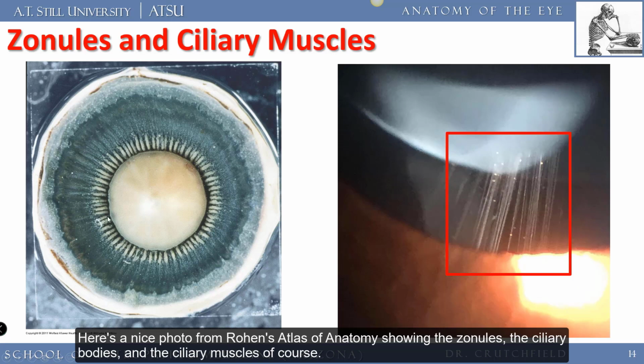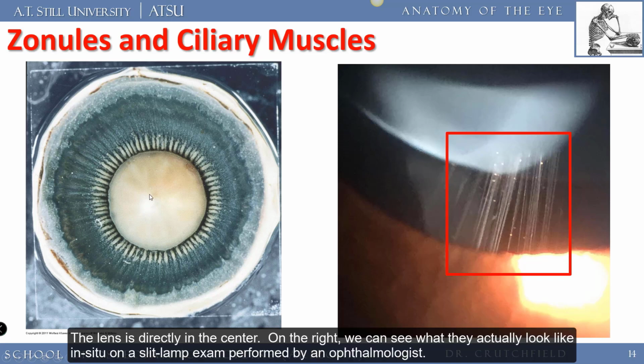Here's a nice photo from Rohen's Atlas of Anatomy showing the zonules, the ciliary bodies, and the ciliary muscles. Of course, the lens is directly in the center. Over on the right, we see the exact same photo of what they actually look like in situ on a slit lamp examination performed by an ophthalmologist.